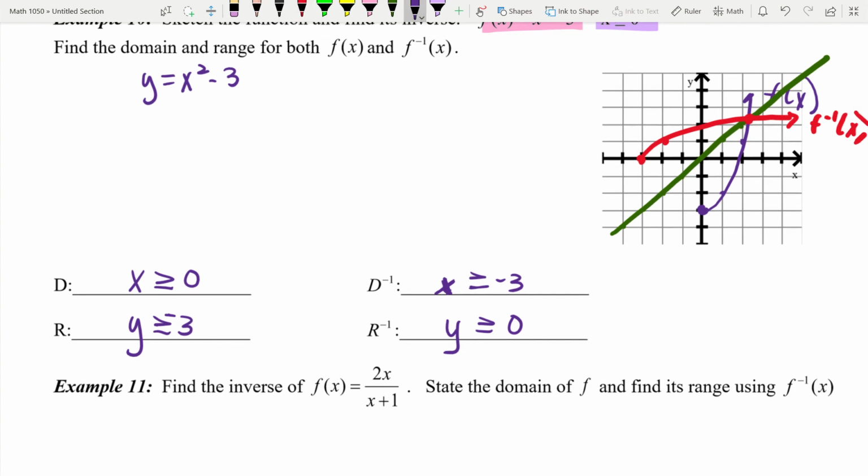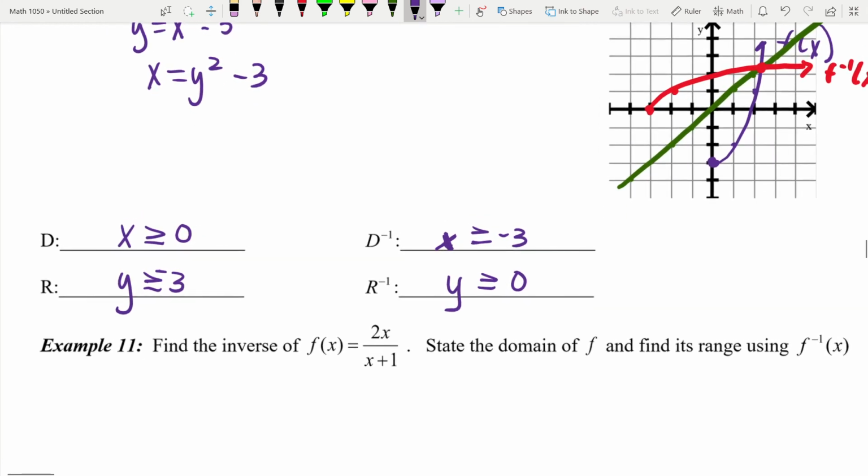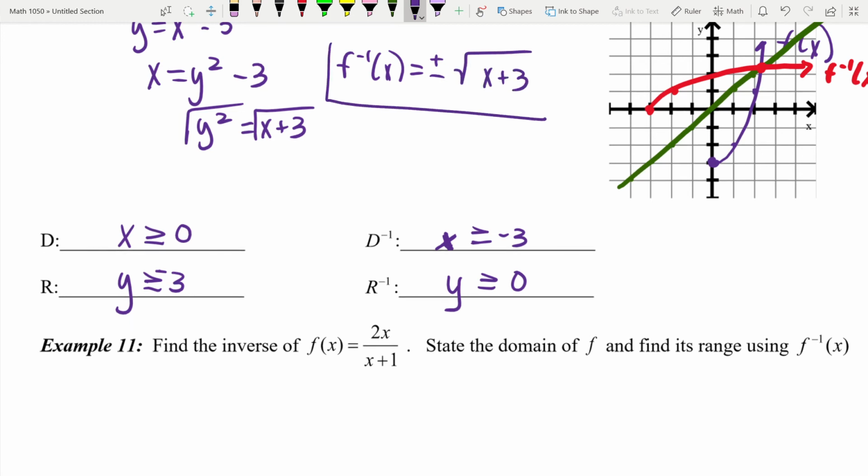Now let's find the inverse. Everybody go, x equals y to the second minus 3. Should I square root right now? What do I do? Move your 3. So y to the second equals x plus 3. Then I square root, and I get f inverse of x equals. Tell me what comes right after the equals. Plus or minus the square root of x plus 3. That is wrong. Why can't it be plus or minus?